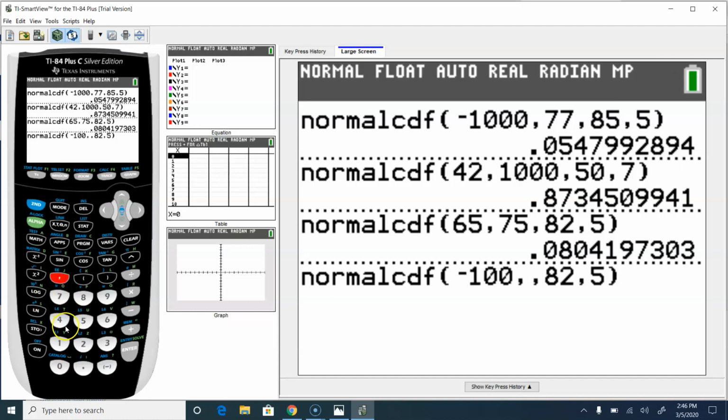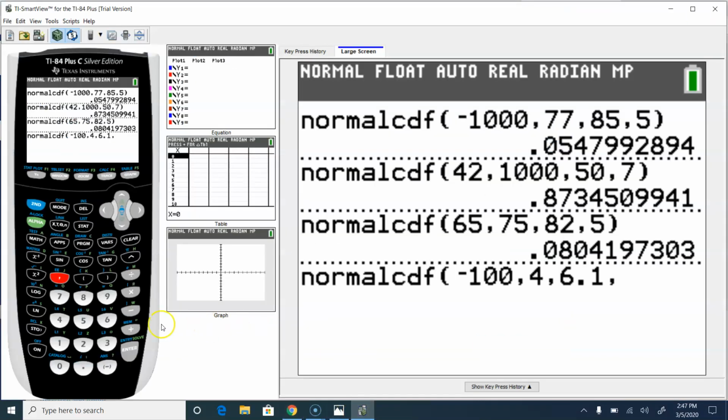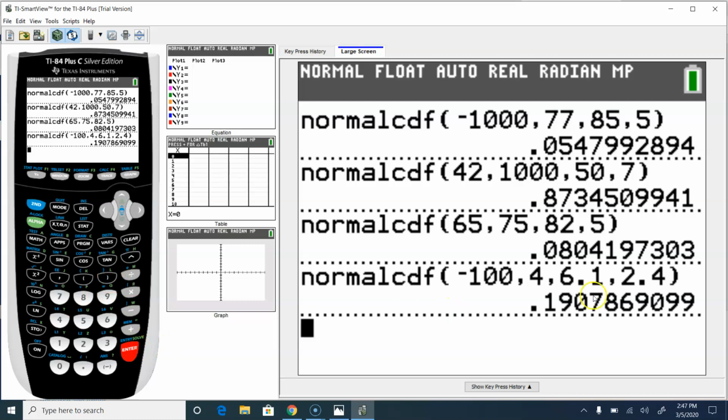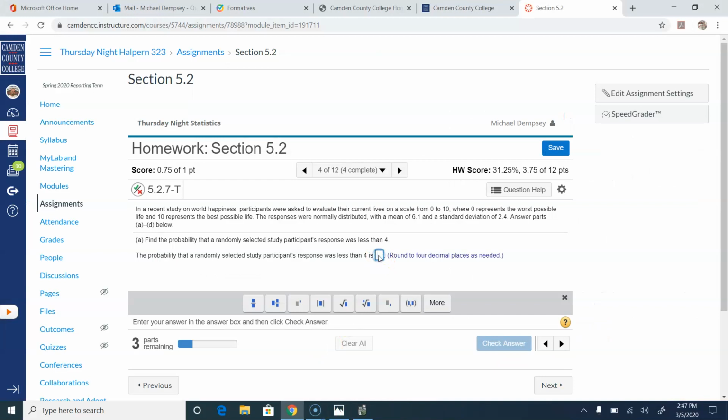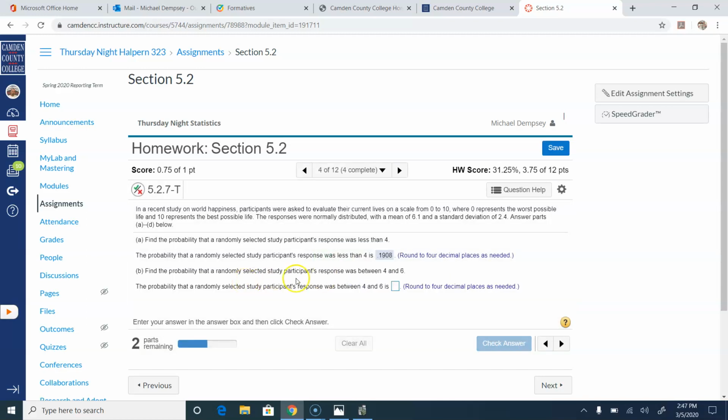Upper limit is 4. The mean, if I remember correctly, was 6.1. And the standard deviation, I just need to double check that, is 2.4. So I get 0.1908, that would be, right? Okay. Now they ask a follow-up to that.